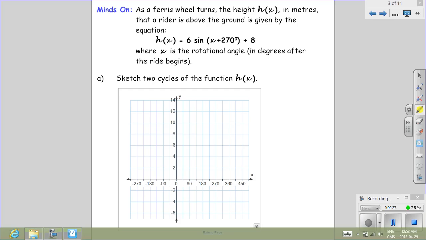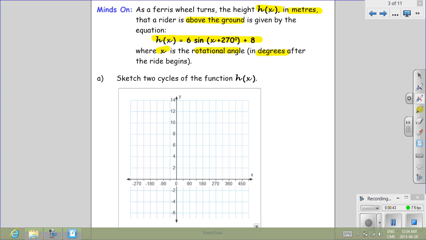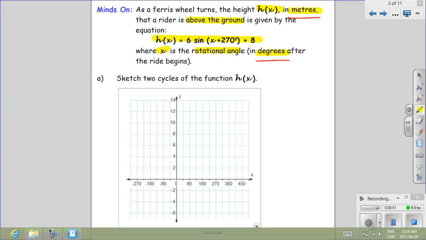So let's get our handy dandy highlighter, and we're going to highlight the important stuff. As the Ferris wheel turns, the height, h(x) in meters, that a rider is above the ground is given by the equation h(x) is blah, blah, blah. x is the rotational angle in degrees. Okay, so we know the height is in meters and the angles are in degrees.